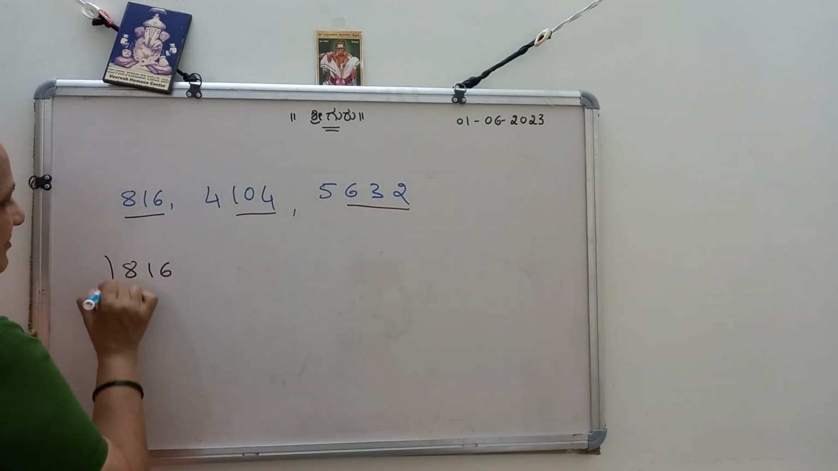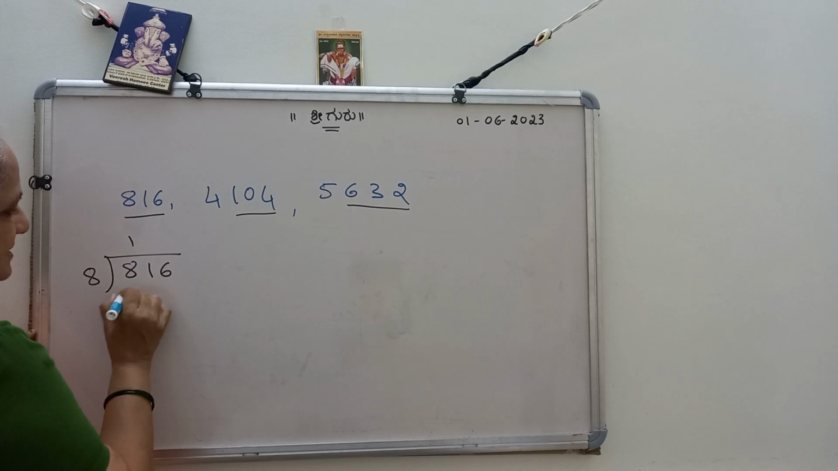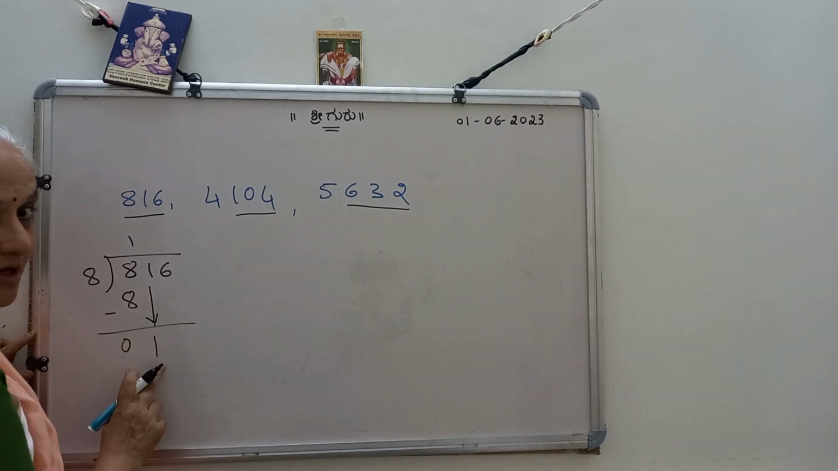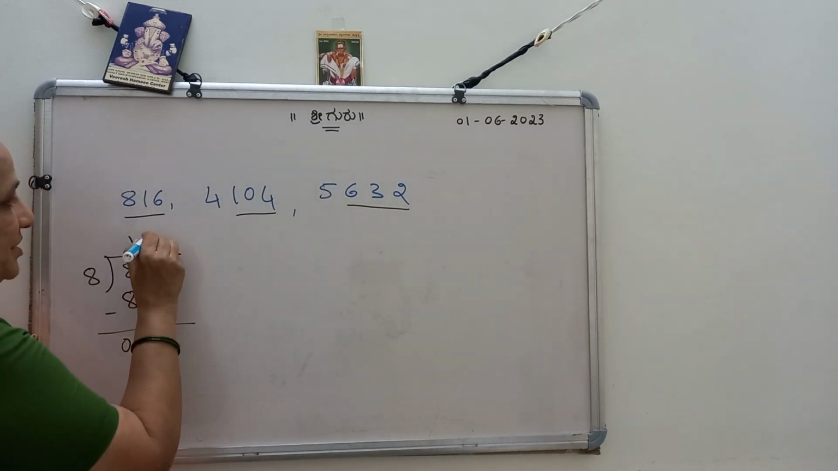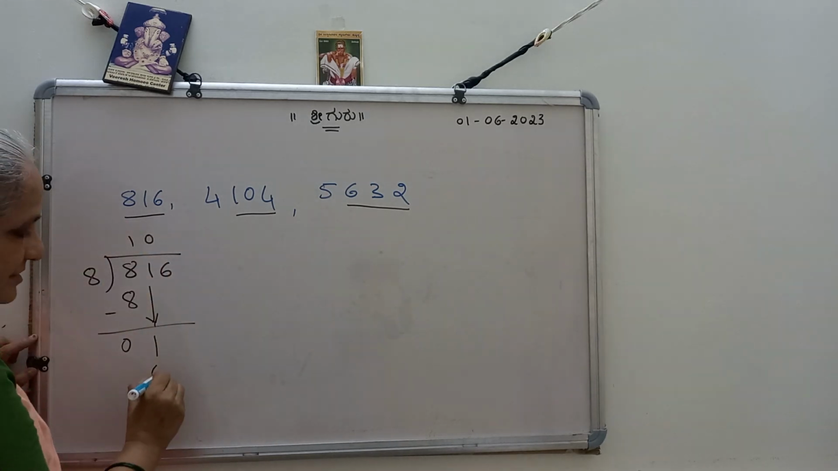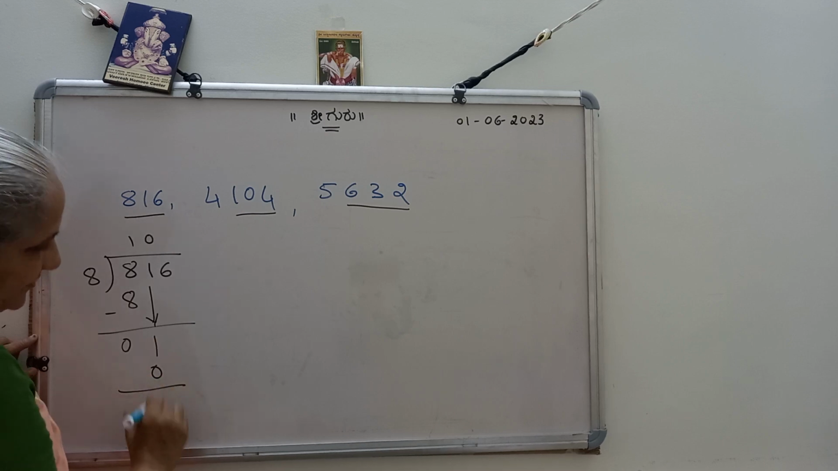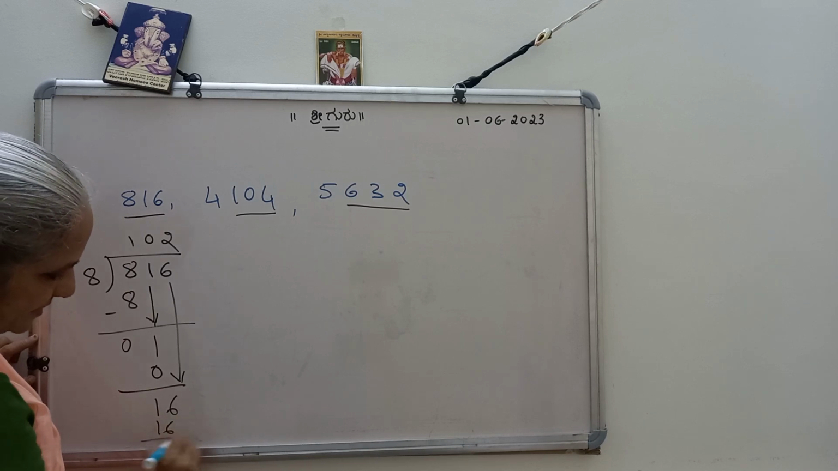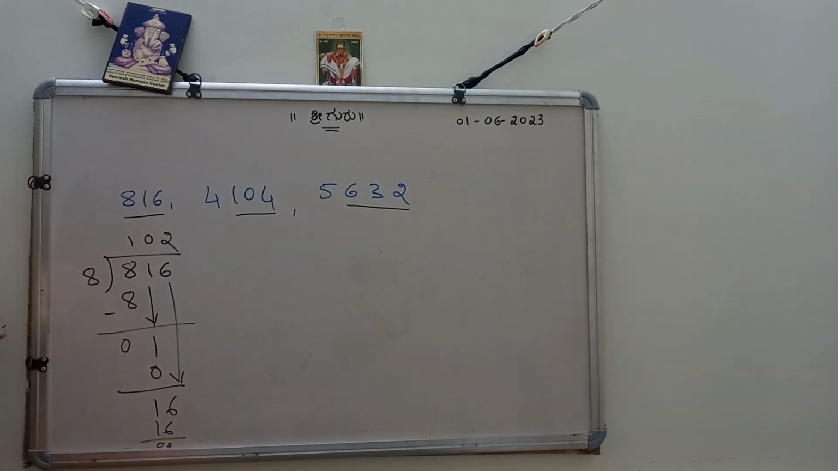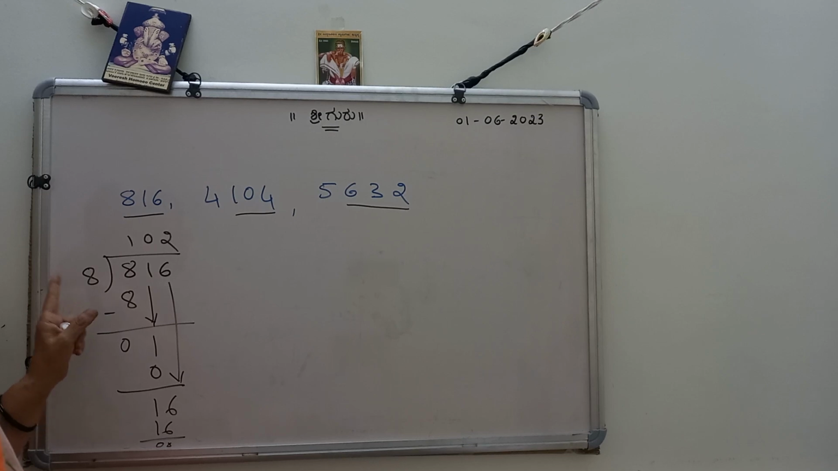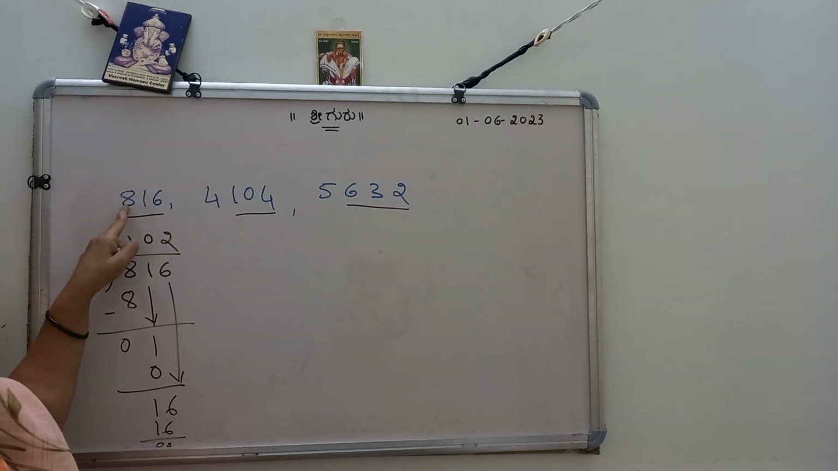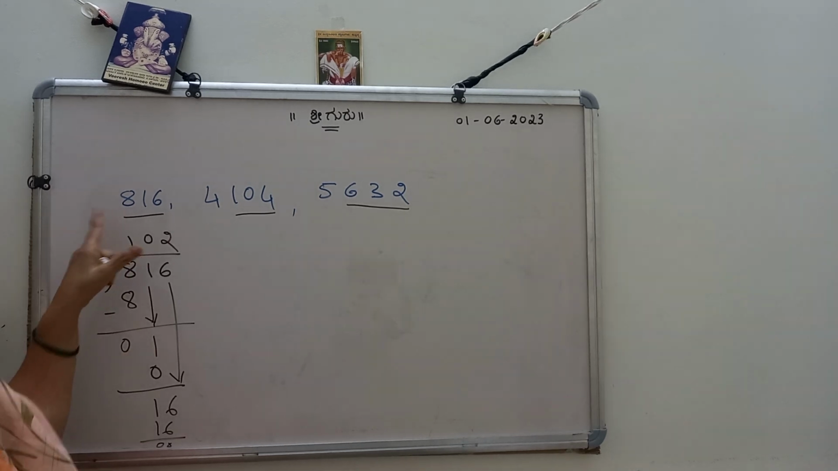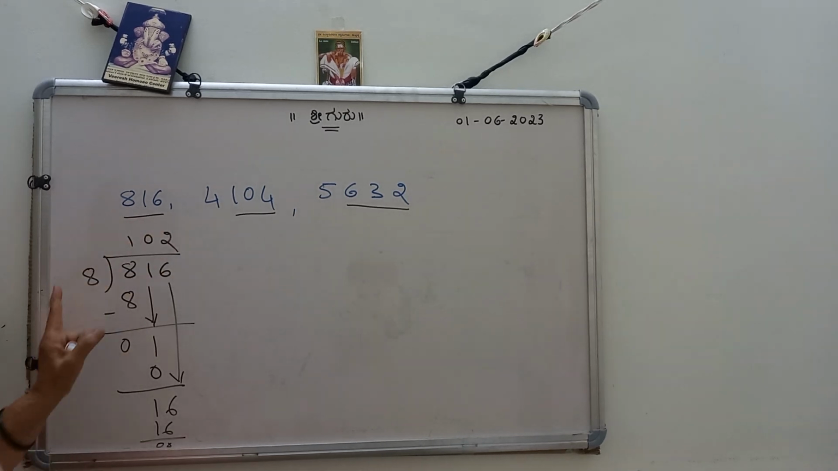816 divided by 8. 8 ones are 8. On subtraction you get 0. Bring down 1. You cannot divide 1 by 8. We have to put 0. Means 8 zeros are 0. Then bring down 6. 8 twos are 16. So this is how we divide and check the divisibility of 8. Dividing 816 by 8, we get remainder as 0. Therefore, we say that 816 is divisible by 8.